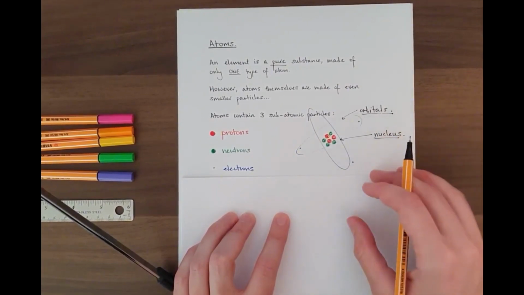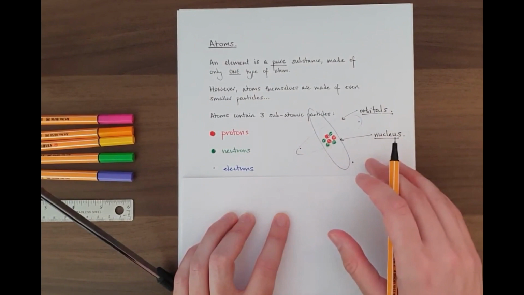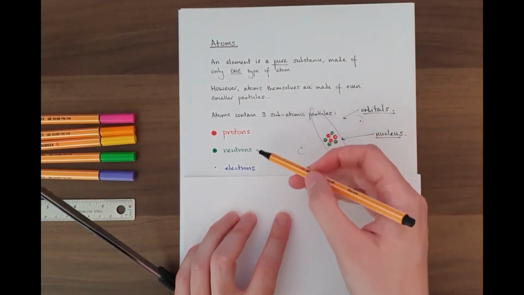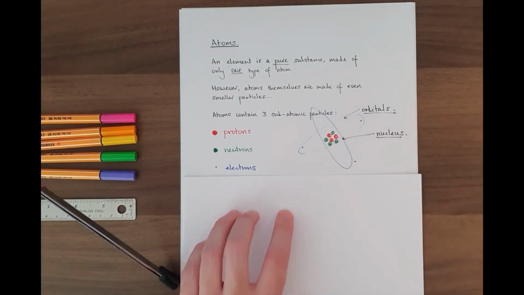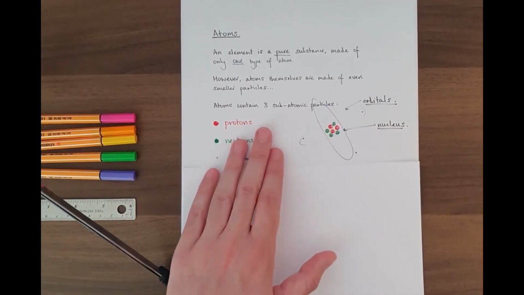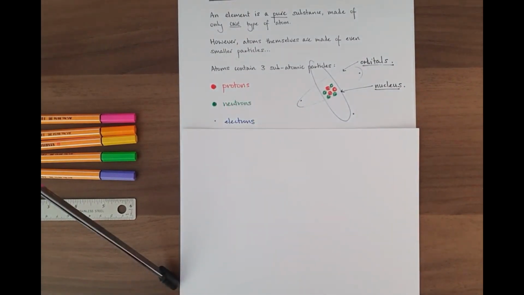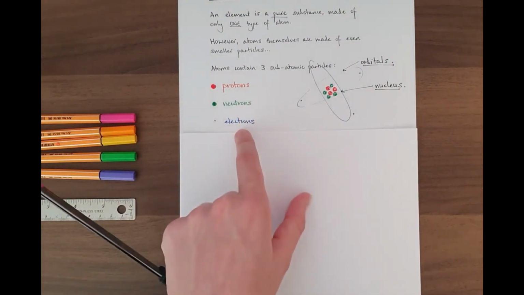And an orbital just means a space around the nucleus that the electrons will orbit. So we have positive protons, neutral neutrons, negative electrons. So what does that mean for the charge overall on our atom? Well, an atom is only an atom if it has the same number of positive protons and negative electrons.